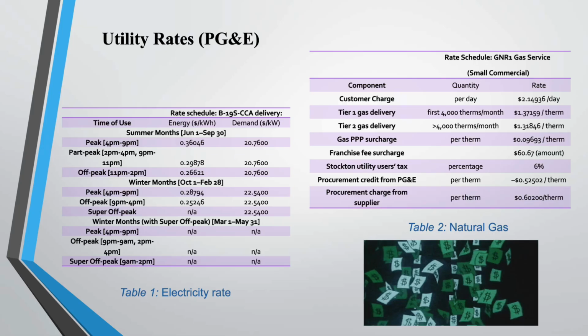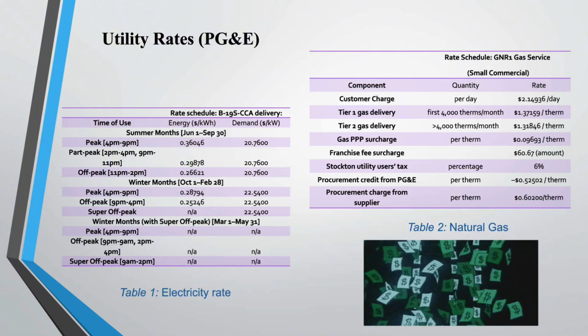And in the winter months, from October 1st to February 28th, the peak time is 4 p.m. to 9 p.m. The rate is 28 cents per kilowatt hour. And the off-peak time, from 9 p.m. to 4 p.m., the rate is 25 cents per kilowatt hour. And super off-peak, they don't have data for that. And the demand for the winter months is $22.54 per kilowatt. And for the super off-peak period from March 1st to May 31st, we don't have data for that.